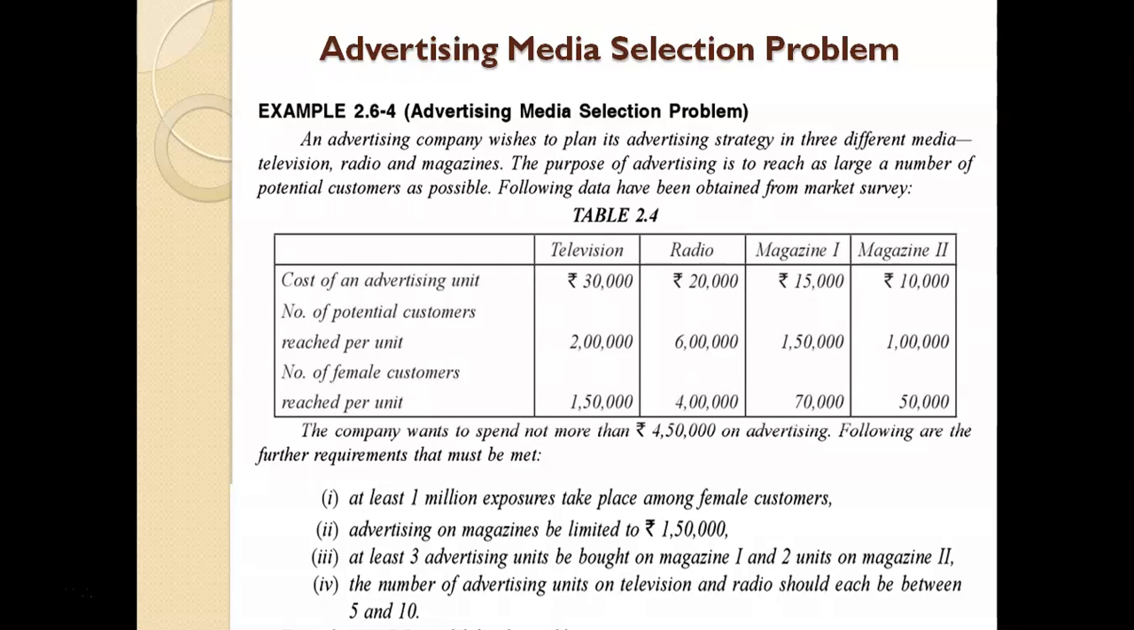The cost of an advertising unit is this much for television, this for radio, this for magazine 1, and this for magazine 2. If 1 unit of television is used, the number of potential customers reached per unit is this much, by radio this much, by magazine 1 this much, and by magazine 2 this much. Similarly, the number of female customers reached per unit is in the third row. So this is the data given. The company wants to spend not more than 4,50,000 on advertising. This is a constraint on advertising.